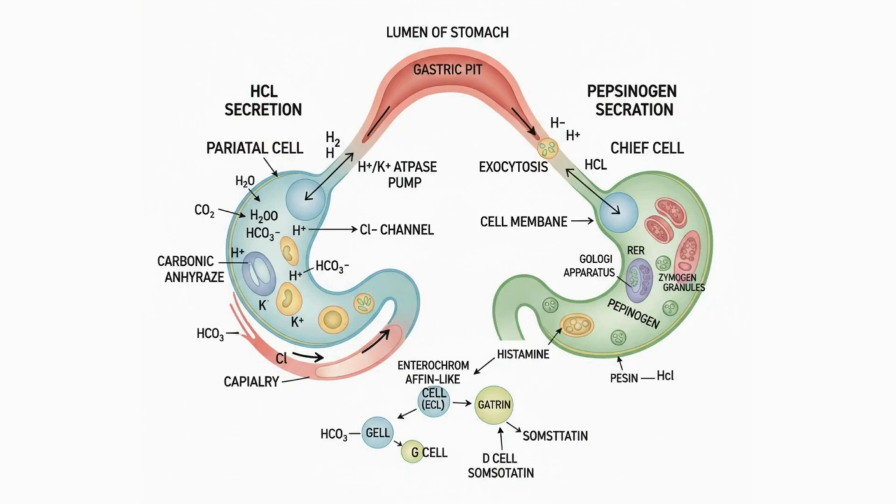So this is the general lumen of the stomach, which consists of the chief cells and the parietal cells. The chief cells carry out pepsinogen secretion, and the parietal cells carry out HCl secretion. So both these events occur side by side, and the lumen of the stomach has enzymatic activity.